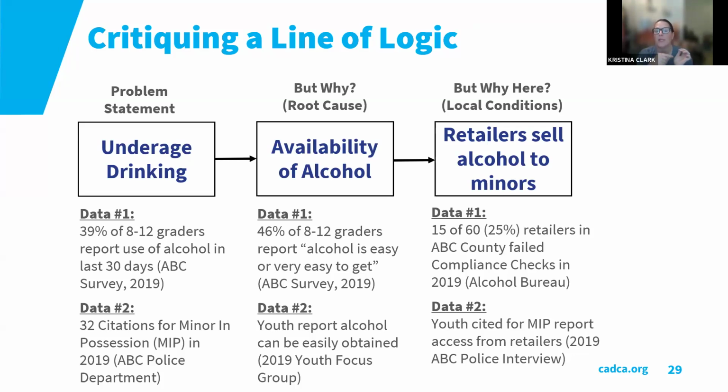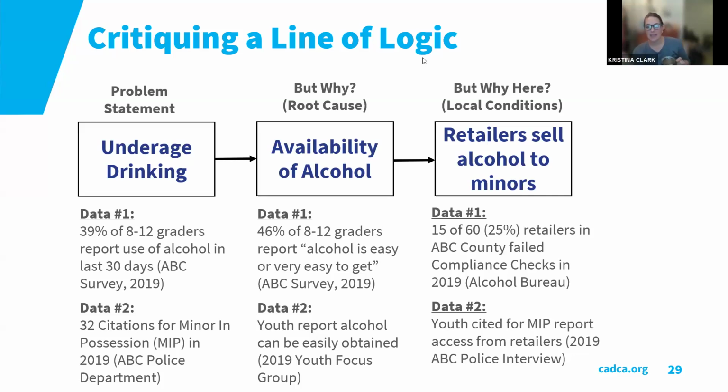Do both of those data points prove that underage drinking is a problem? Yes or no? Yes. So for data points 1 and 2 under the problem statement, we have a 30-day use rate, and we have citations where minors got in trouble for having alcohol. Do both of those tell me that we're having an issue with underage drinking? Yes. And that's what we want to ask ourselves as we go through: do both of the data points we're mapping tell me we're having that problem?